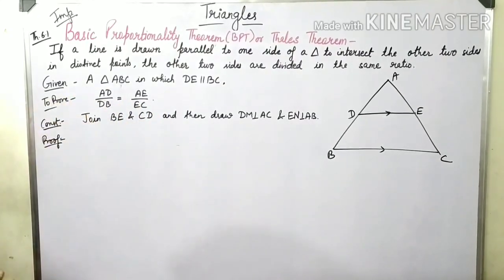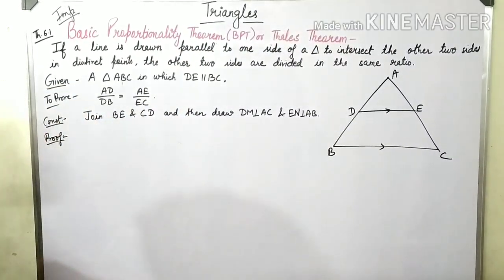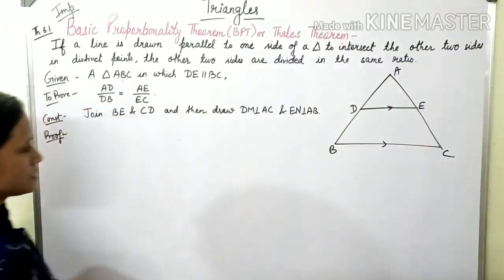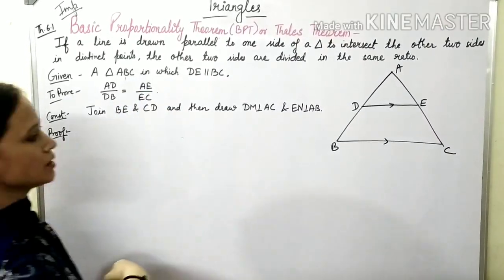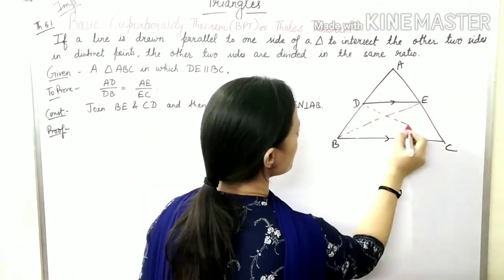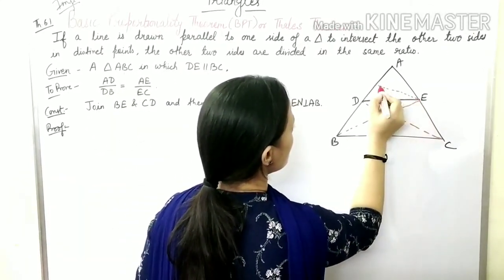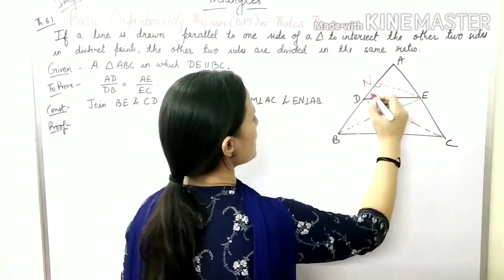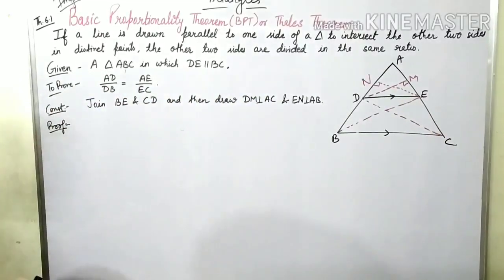We have written here also that given a triangle ABC in which DE is parallel to BC, we have to prove that the ratio of AD upon DB is equal to AE upon EC. To prove this, we have to do some construction over here. We'll join B to E and C to D, and also we'll construct a perpendicular DN to AB and EM to AC. Now, we'll start the proof.